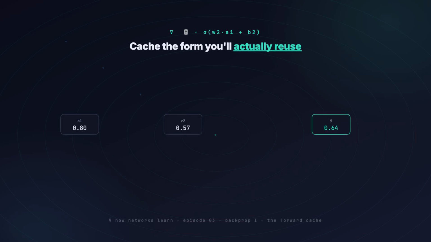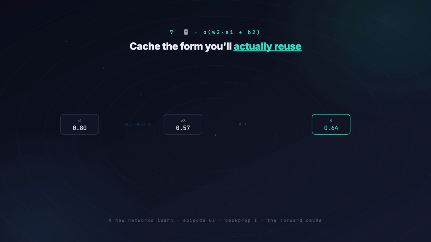Second layer, same shape as the first. Multiply A1, 0.80, by W2, 1.5, add B2, negative 0.63, giving Z2 equals 1.5 times 0.80 minus 0.63, or 0.57. Then the output squashes through a sigmoid, y equals sigmoid of 0.57, or 0.6398.